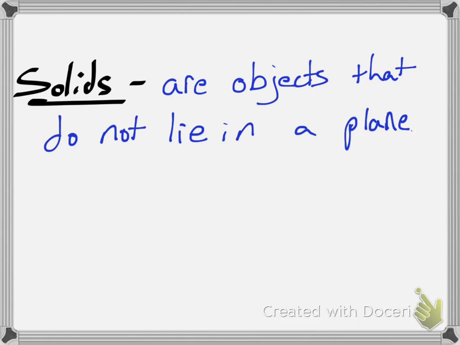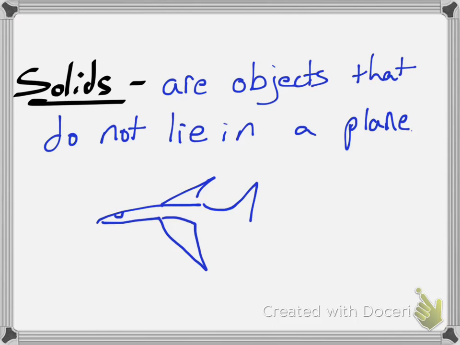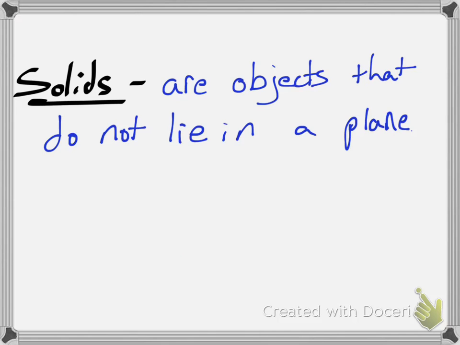Solids are objects that do not lie in a plane. That doesn't mean here's a little plane right here with wings. And it's not like here's a triangle on a plane. That's not what it's talking about, AJ. What it's talking about is like an XY plane.